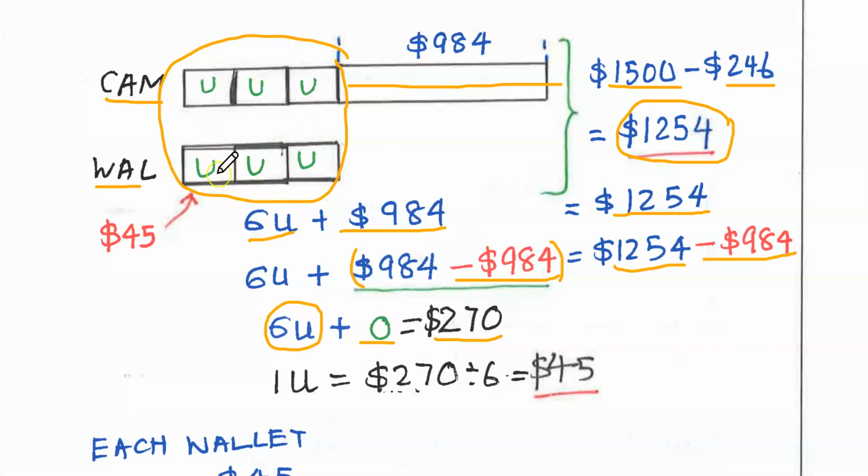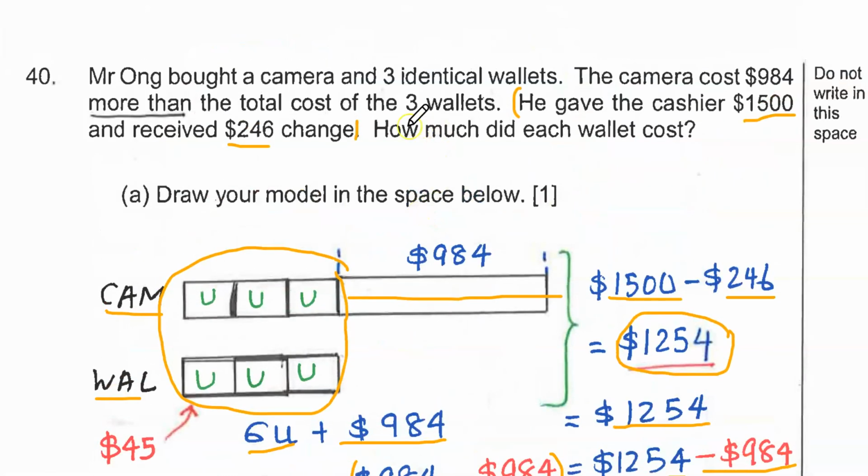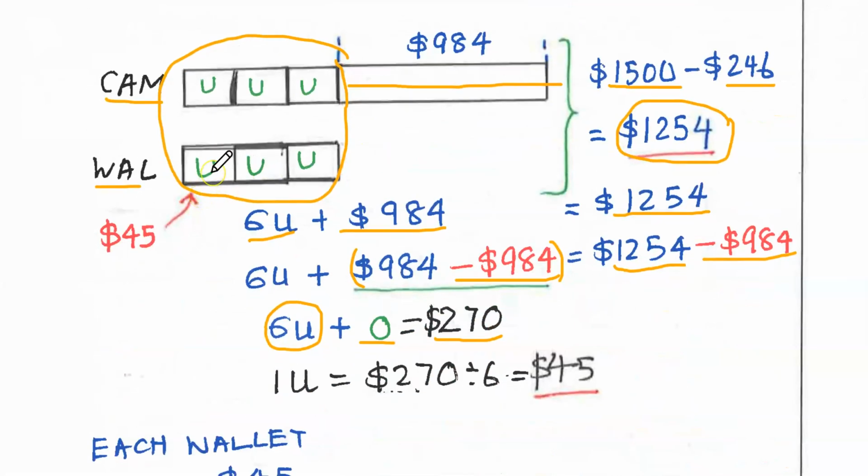I need to find 1U. Why? How much did each wallet cost? That is the question. Each wallet cost, you take 270 divided by 6. If 6U is 270, 1U is 270 divided by 6 is $45. $45 for 1 wallet. Of course, this is 45, 45, 45, 45, 45, 45.